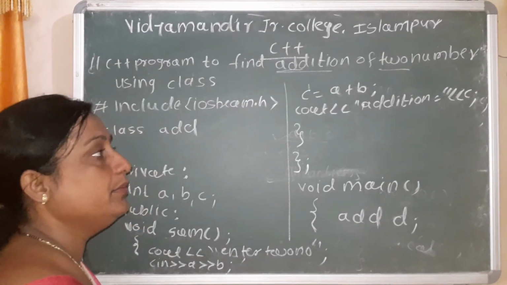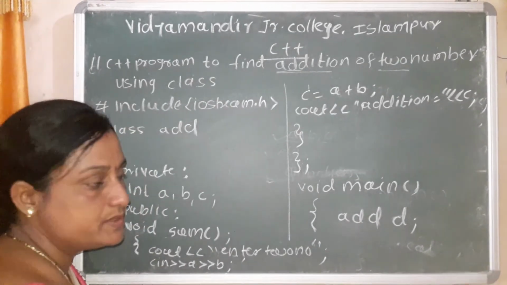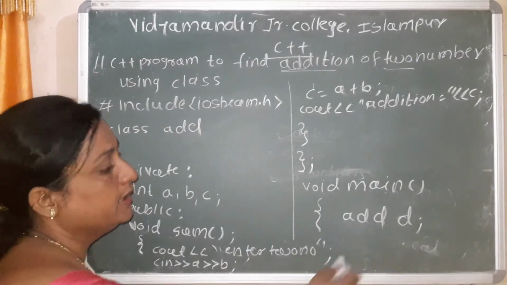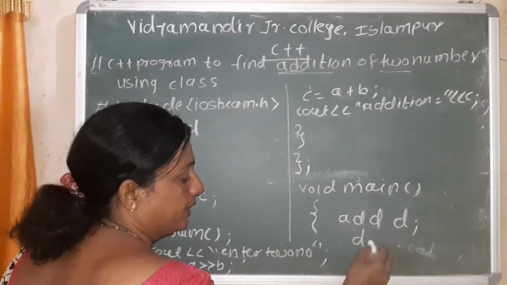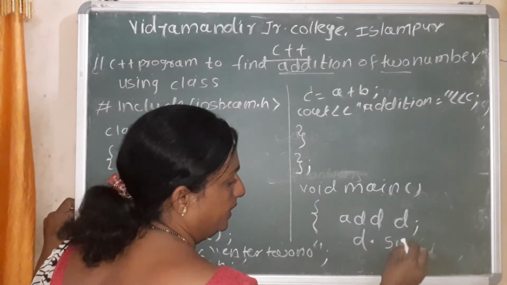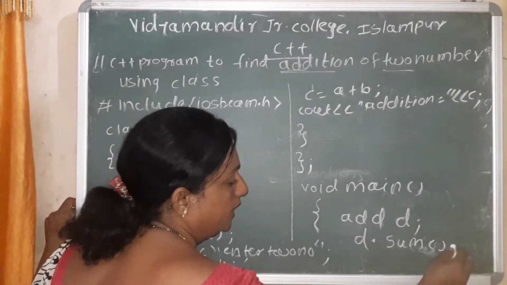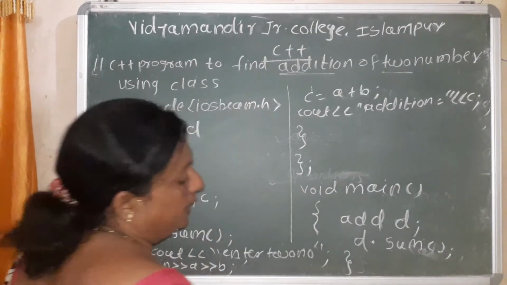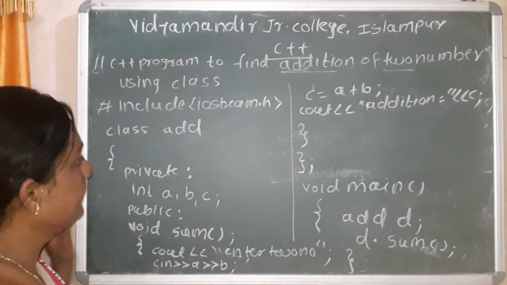So how do we access the function by using the object? There is also a syntax. Give the object name D dot and function name. Here I write the function sum. Okay. Here is the ending of the program.